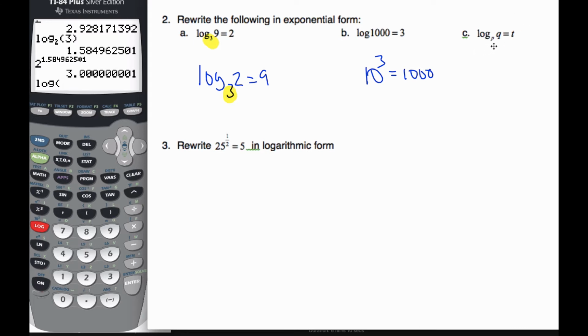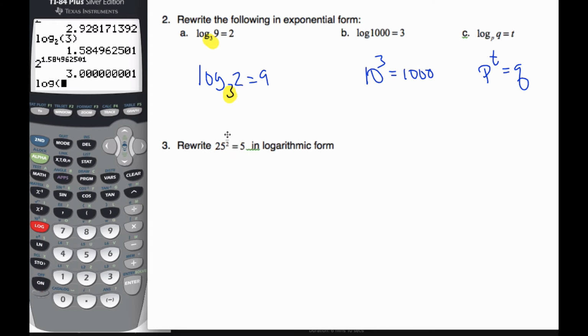Okay, great. Now that you're back, again, I'm going to start with the base, which is p. Here's my base, and so p to the exponent t, because it is equal to q. And so you have to be able to rearrange these logarithms quite simply. All right.